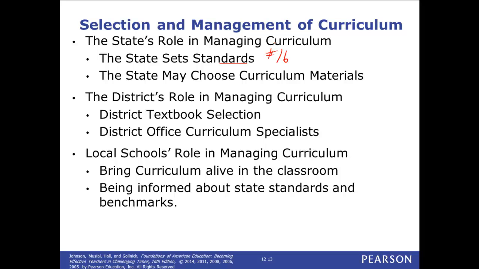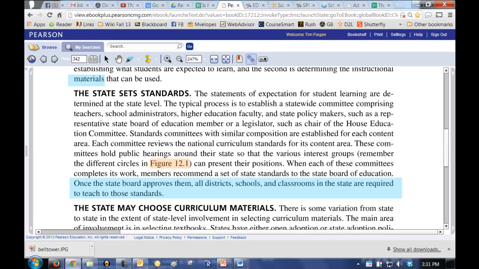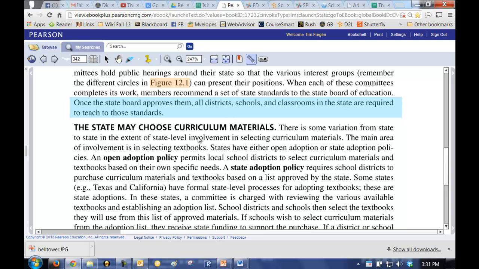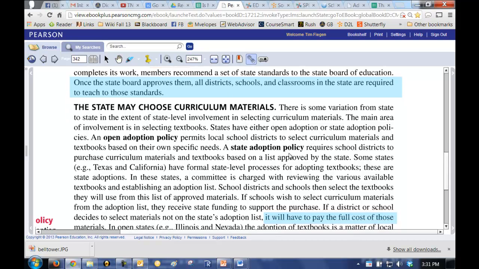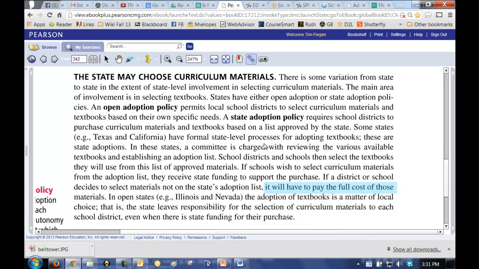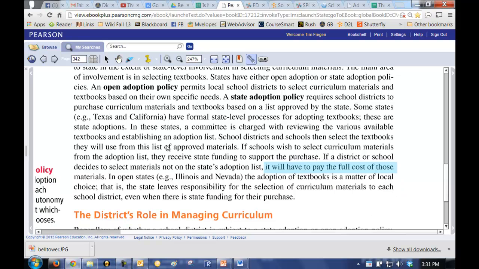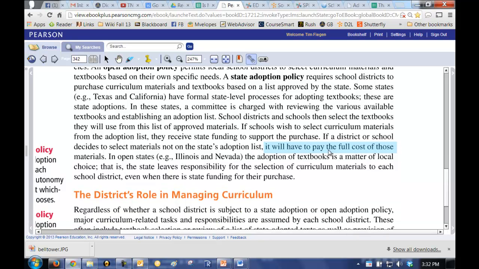16, a little bit of state standards, and I'm going to include this. State may choose curriculum materials like open adoption policy and state policy. And remember, I ranted already about this thing of textbooks. Well, that's what it comes down to. You can imagine, open policy is each district adopts their own, and a state adoption policy is the state adopts it. And it gives you some examples here.